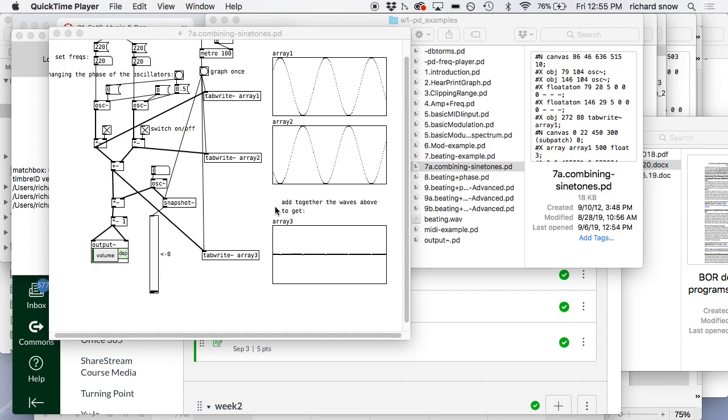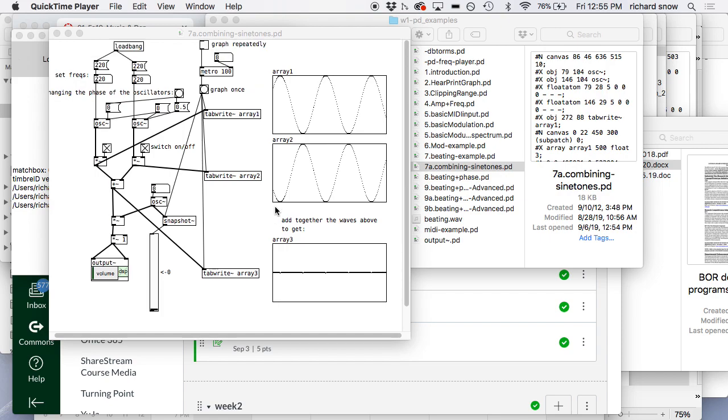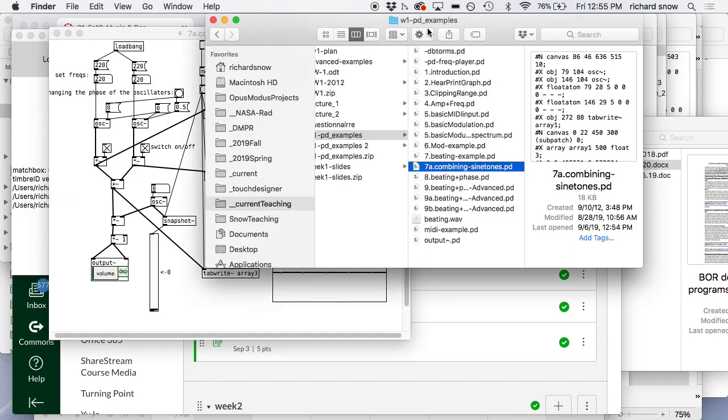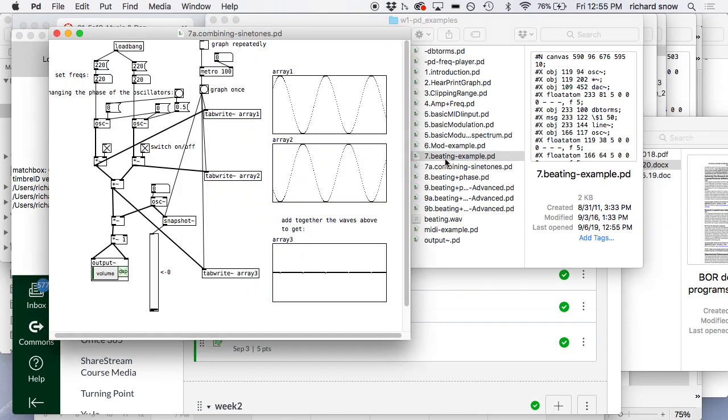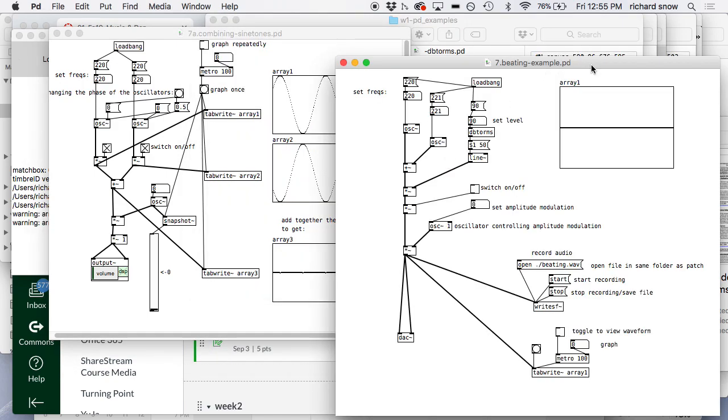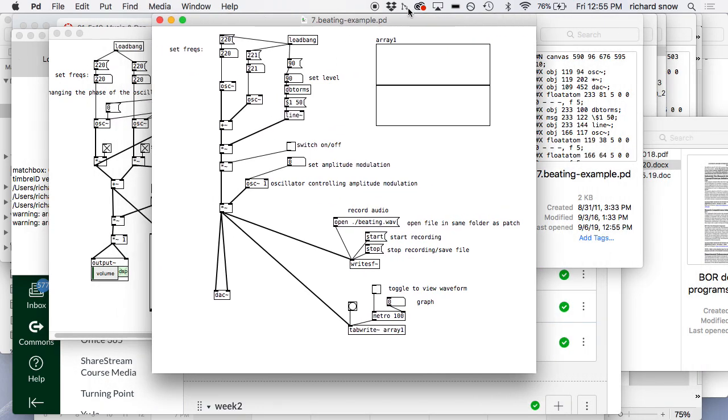This is a tutorial video for MUSC 4400 covering the combining of sine tones and acoustical beating. In the week 1 PD examples, you get down to example 7 and example 7a, and they show the principles of acoustical beating. If I open up example 7, this is really close to what you need to do for your homework for week 1.